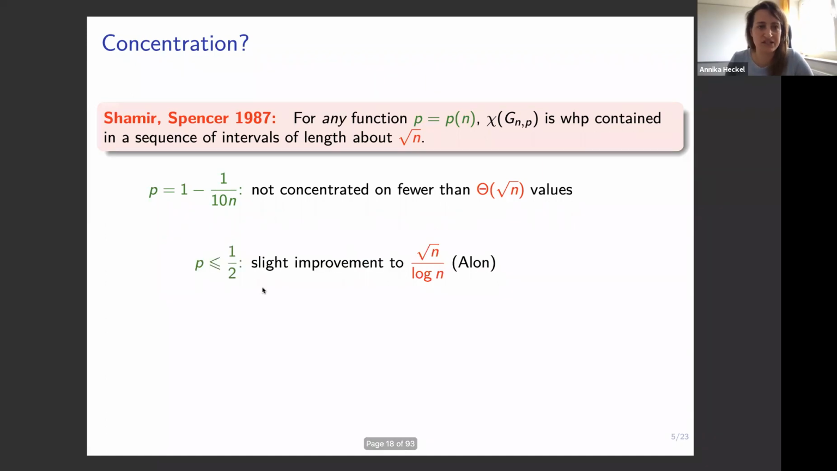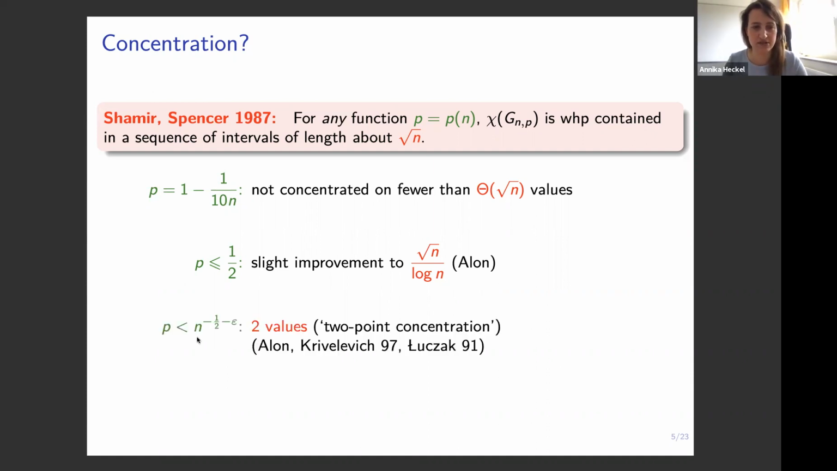So in particular, for our favorite p, p equals 1/2, we can gain a log factor, which was proved by Alon. But if p tends to 0 quickly enough, so in particular, if p is less than n to the -1/2 minus epsilon, in fact, the length of the interval can be reduced to 2. So there are 2 consecutive values in this case, so that the chromatic number takes one of these 2 values with high probability. This was proved by Alon and Krivelevich in 97.